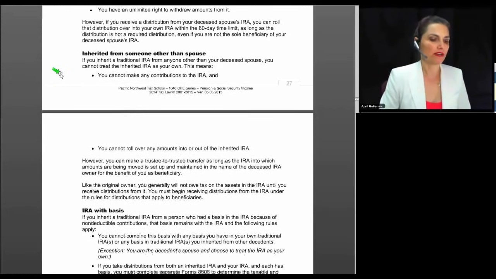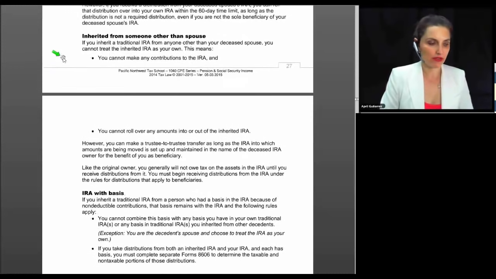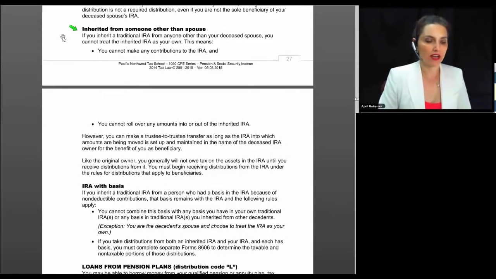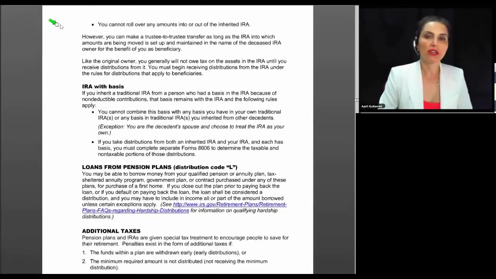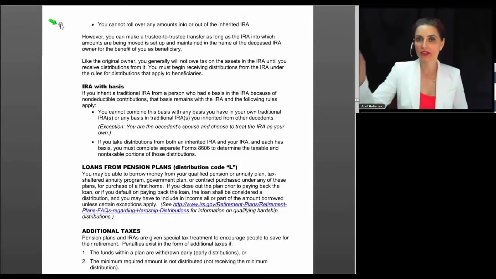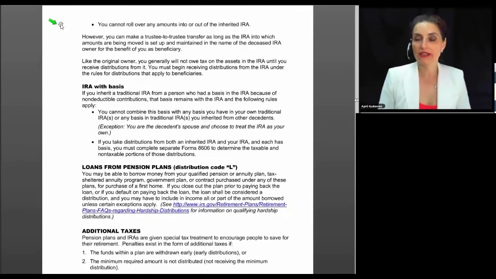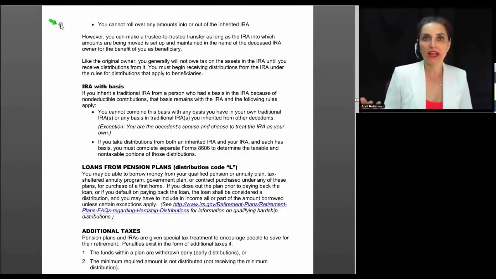Now, what happens if you inherit an IRA from someone who is not your spouse? Well, if you inherit a traditional IRA from anyone other than your deceased spouse, you cannot treat the inherited IRA as your own. This means you cannot make any contributions to the inherited IRA, and you cannot roll over any amounts into or out of the inherited IRA. Now, when you're looking at a 1099-R for an inherited IRA, it should have a code 4 in box 7, and that tells you that it's an inherited IRA, but it will probably also say something to the effect of, this IRA is in the name of the decedent for the benefit of whoever it is that inherited.